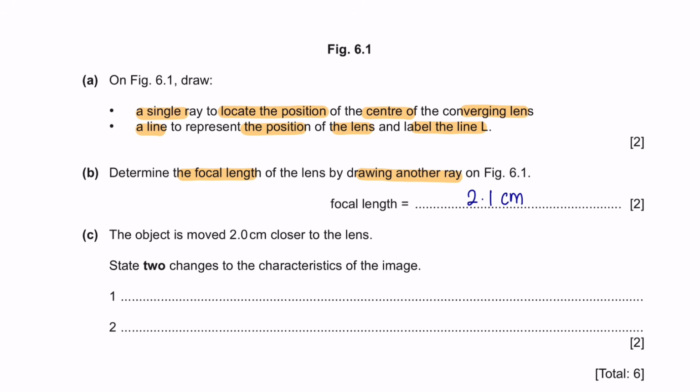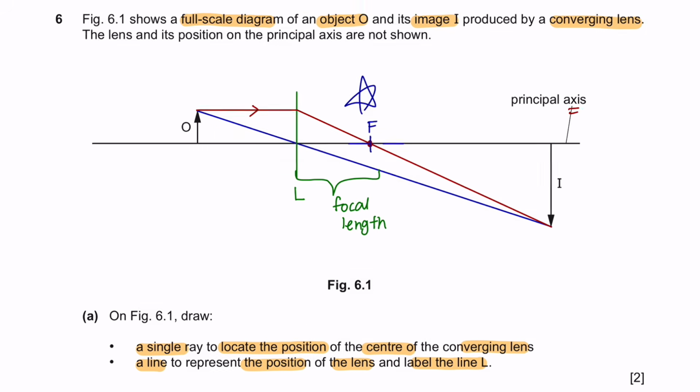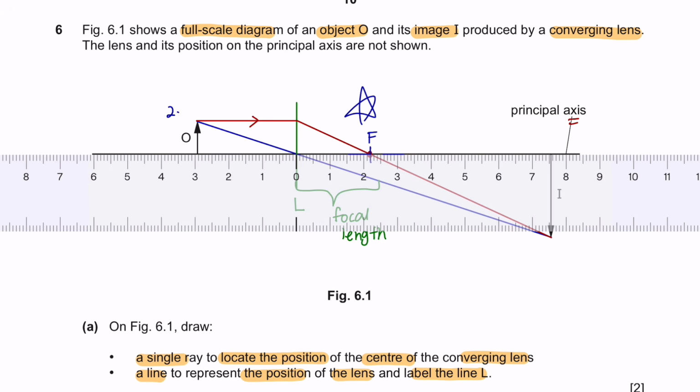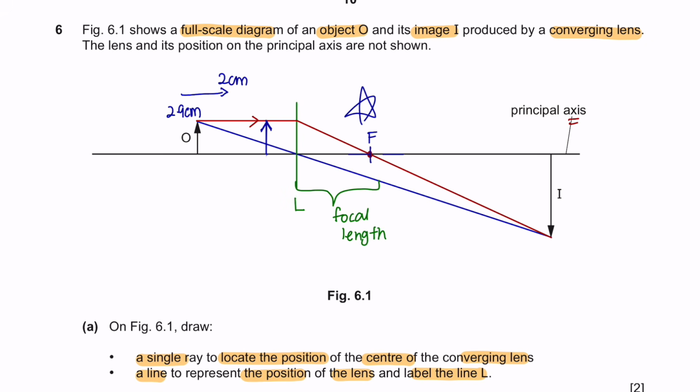Next, question C. The object is moved 2 centimeters closer to the lens. State 2 changes to the characteristics of the image. Okay. The object right now is placed at 2.9 centimeters. If it was moved 2 centimeters closer, the object's new position would be over here. So let's see what happens to the image of the object. The first line would be to the center of the lens, and then it will go through the focal point like this.